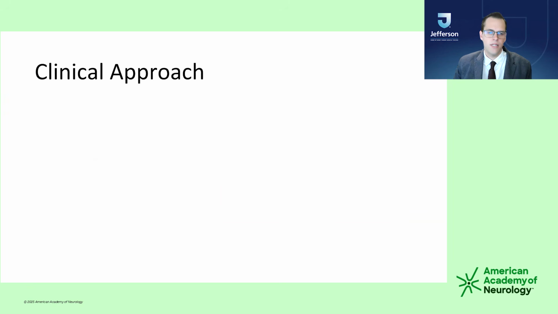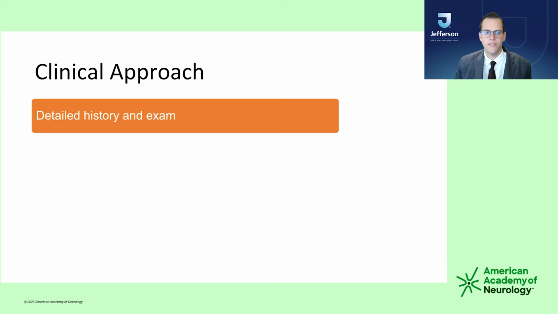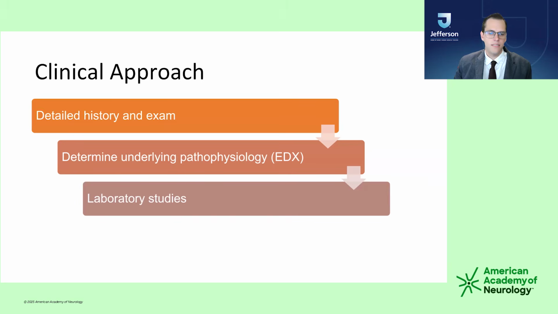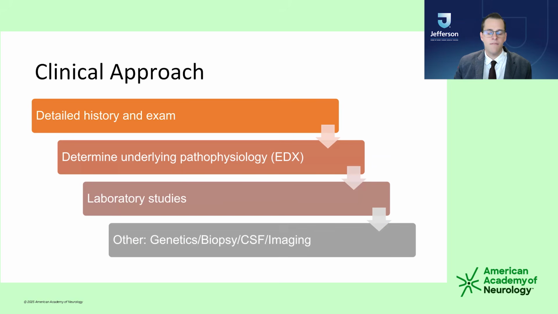For the clinical approach with any patient, you'll start with a detailed history and exam. Then you'll determine the underlying pathophysiology, which may involve electrodiagnostic studies. Then you include some more laboratory studies. And then further, if needed, you can do genetic testing, a nerve biopsy, or even a CSF or more imaging.